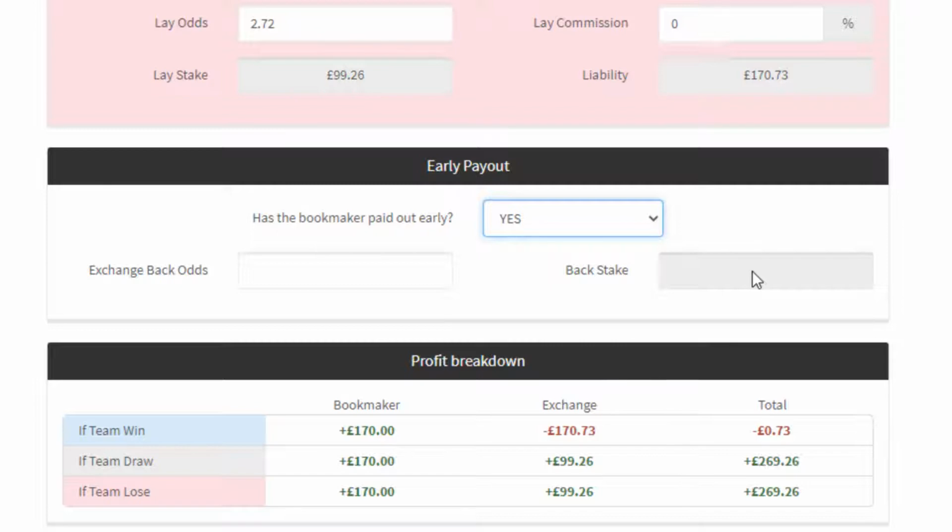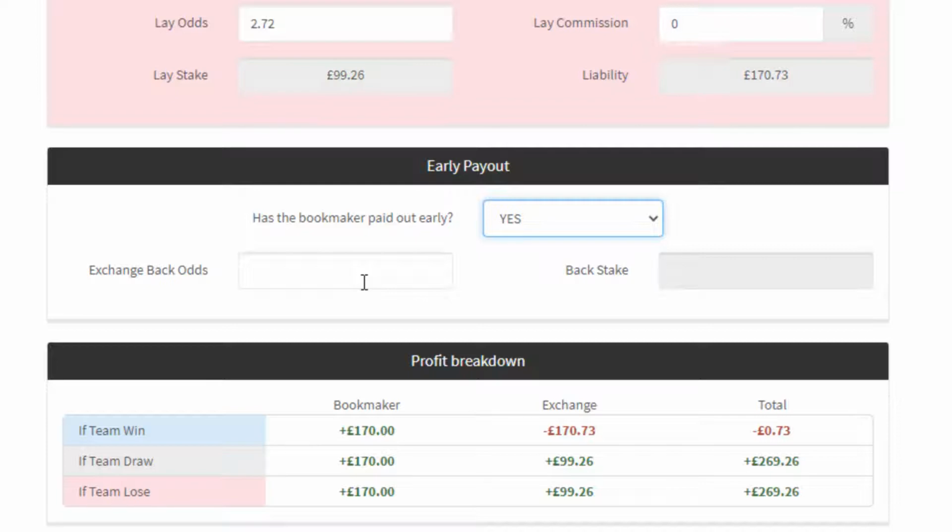Now the only box that you can edit is the exchange back odds box. What you want to do with this box is enter the current exchange back odds on the betting exchange. Typically when we're using betting exchanges we only ever use lay bets, but this is the rare example where you will actually need to use back bets on the exchange.